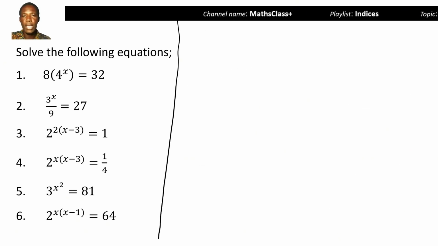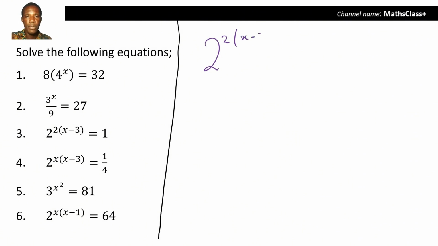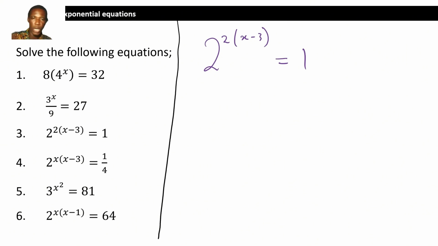Okay, now let's take our third example. 2 to the power 2 multiplying x minus 3, and this expression is equal to 1. Okay, so how are we going to change 1 to have a base 2? Remember, any number to the power 0 is equal to 1. So can we write 1 as 2 to the power 0? Yes, that's very smart. Good.